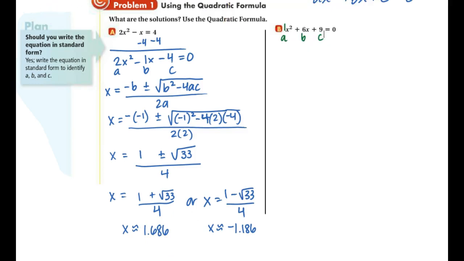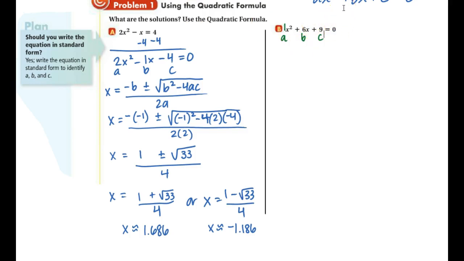In part B, we're given the quadratic x squared plus 6x plus 9 equals 0. And I put a 1 in front just to make sure it's obvious that the a value is 1. So now we know the a is 1, the b is 6, and the c is 9. And we can go straight to our ABCs because the quadratic is already in standard form. We have a 0 on the right side.